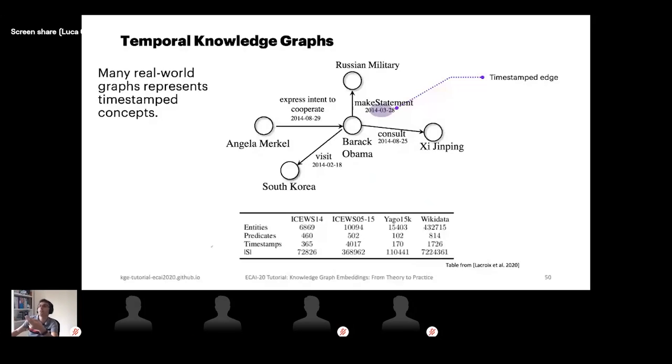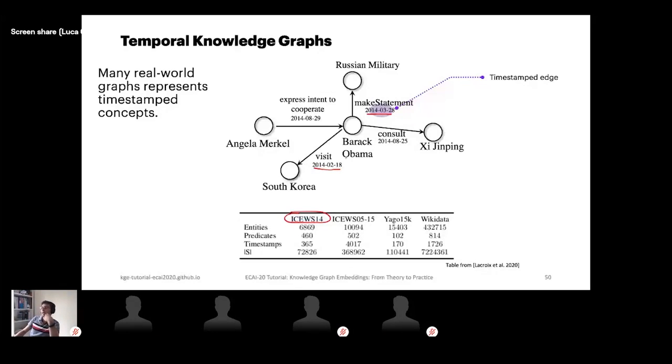And speaking of multimodality, we should consider as well that a lot of real world graphs represent timestamped concepts. So time is an important dimension, and sometimes it's considered a bit the big ugly in knowledge graphs because it's hard to represent. Time is always a tricky aspect data representation-wise. But if we limit ourselves to represent time as time-stamped edges, I literally took these triples from a dataset called ICEWS-14. So we know that Barack Obama made a statement about the Russian military on 28 March 2014 and so on. All statements are timestamped.